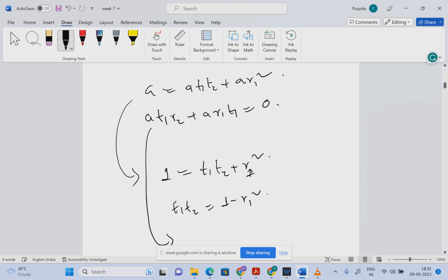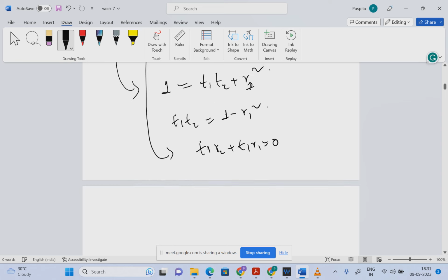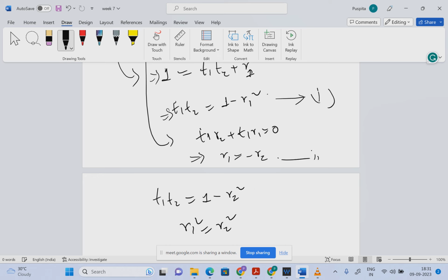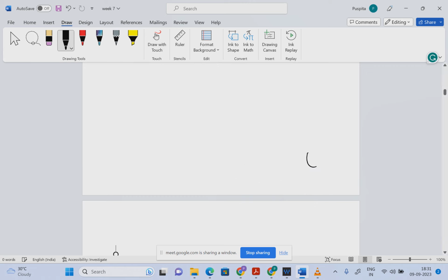And from the other relation, we can see that R2 plus R1 will be 0, which means R1 is equal to minus R2. So T1 T2 can be equal to 1 minus R2 square, because R1 square is equal to R2 square. These are relations number 1 and 2.